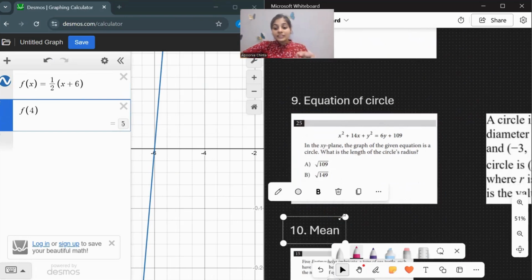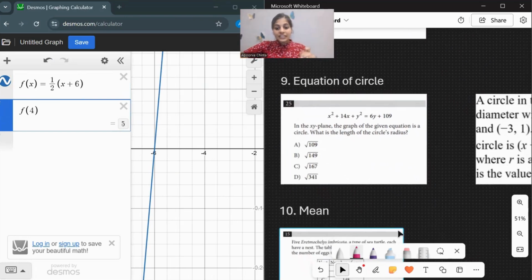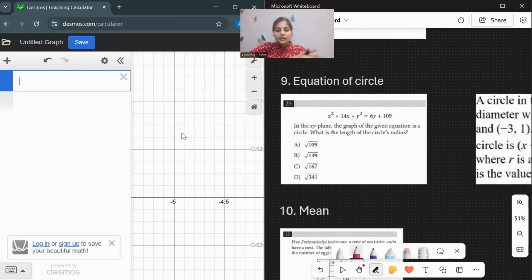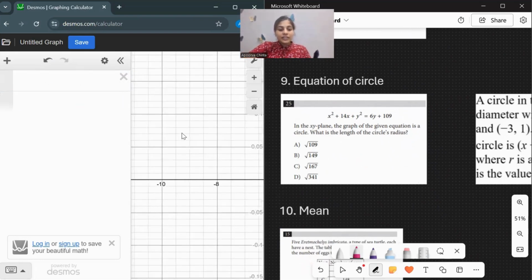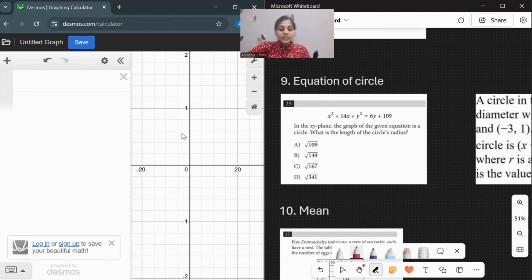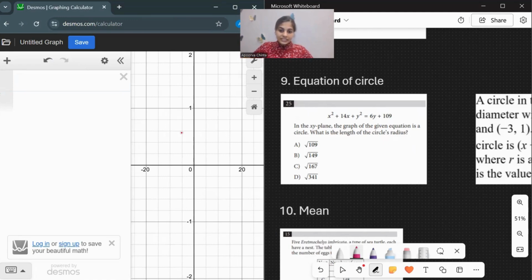Now, the next, a little complicated thing is the equation of a circle. How do we make the equation of a circle and how do we find out the radius and everything? It is a little complicated topic. We need a lot of practice to achieve it. So let's solve the first question, that is x squared plus 14x plus y squared equals 6y plus 109. In the xy plane, the graph of the equation is a circle, it says. What is the length of the circle's radius? We need to find out the length of the radius.